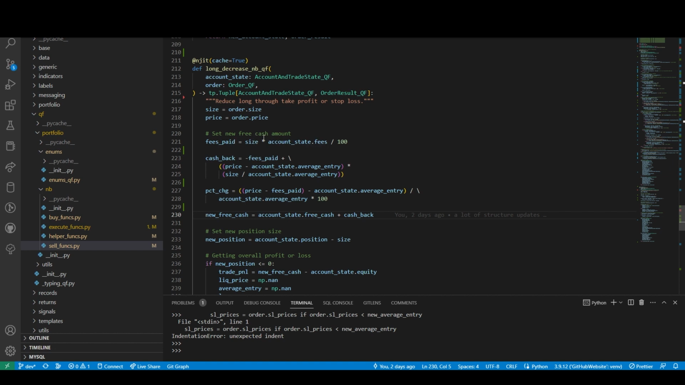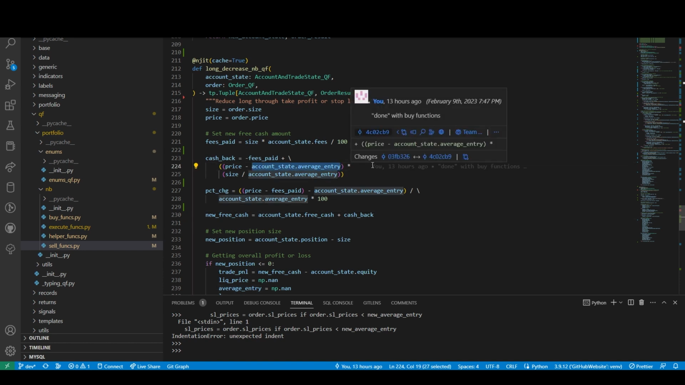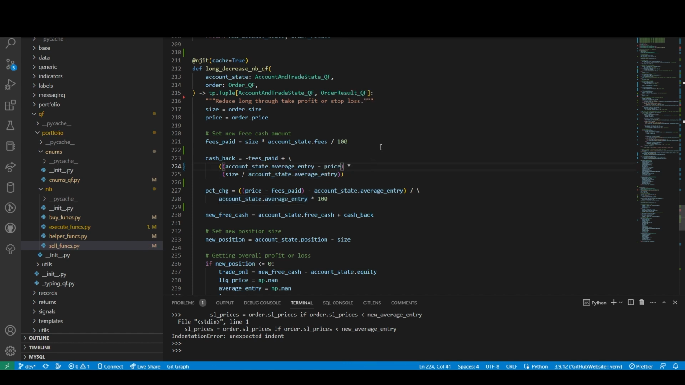So here we've got our fees. Set new fees 3K. Oh, okay. That's what this whole process is here. So fees paid is this. Cash back equals cash back. Oh, that's how much cash we're getting back. Minus fees paid. Negative fees paid plus price minus account average entry. No, we need to do our average entry minus the price times size divided by this. So size divided by this gives us the Bitcoin price.